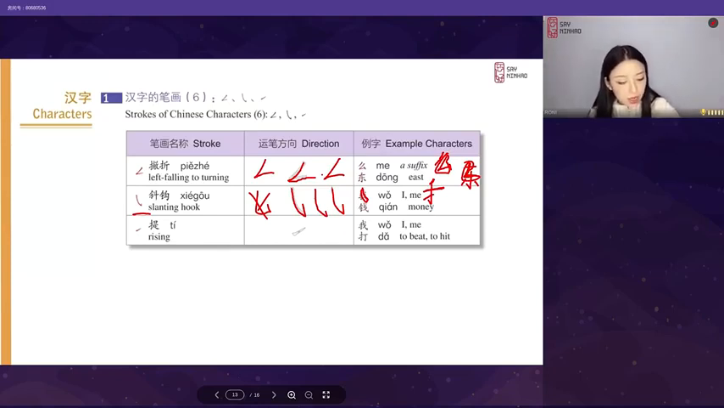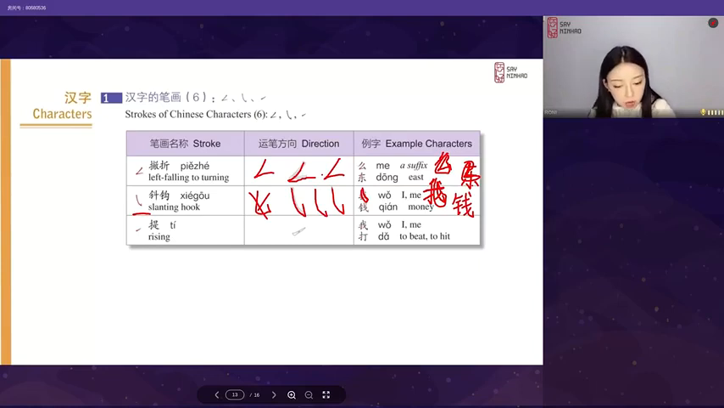Rising, and then a slanting hook, and then a left falling dot. This part is the slanting hook. Next is 钱, which means money. Left falling, many horizontals, and let's see, slanting hook here. And left falling and a dot, slanting hook.